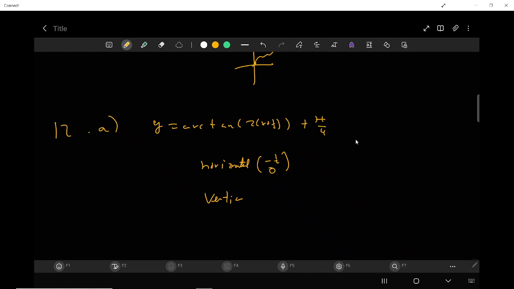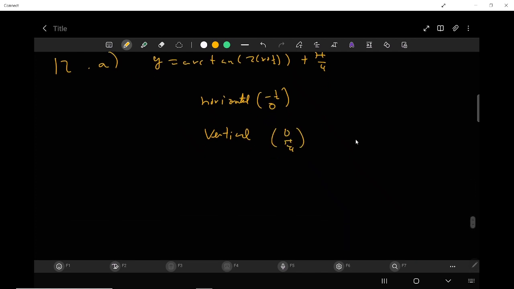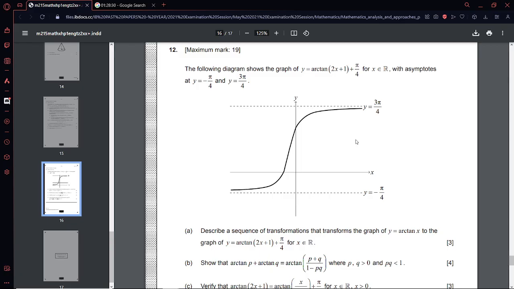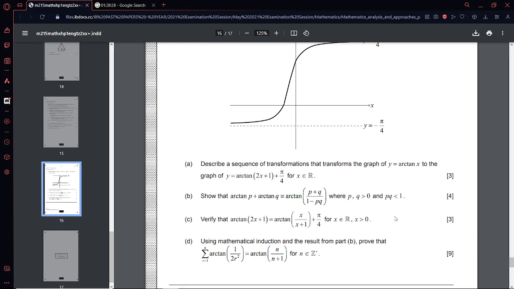Vertical, it's going to be pi over 4, 0, because it went pi over 4 up. And then the scale factor is f of 2x. So how do I do that? I think that's a horizontal stretch. Should we call it a horizontal stretch by scale factor a half? Or is it 2? I might put 2 and just pray for it.